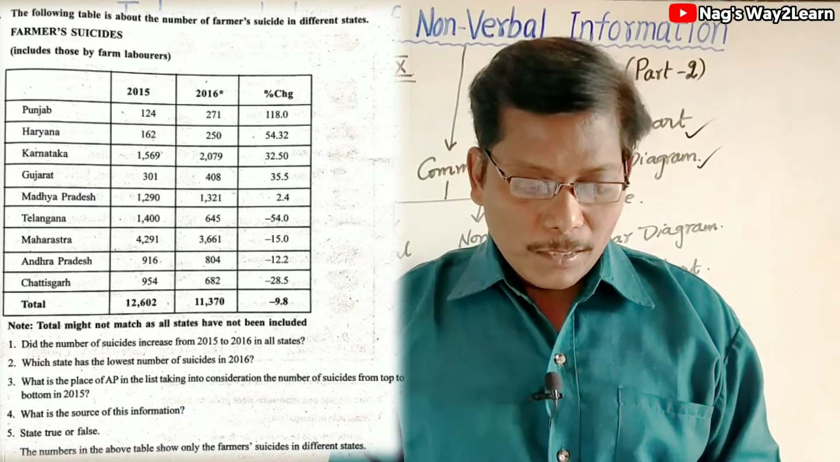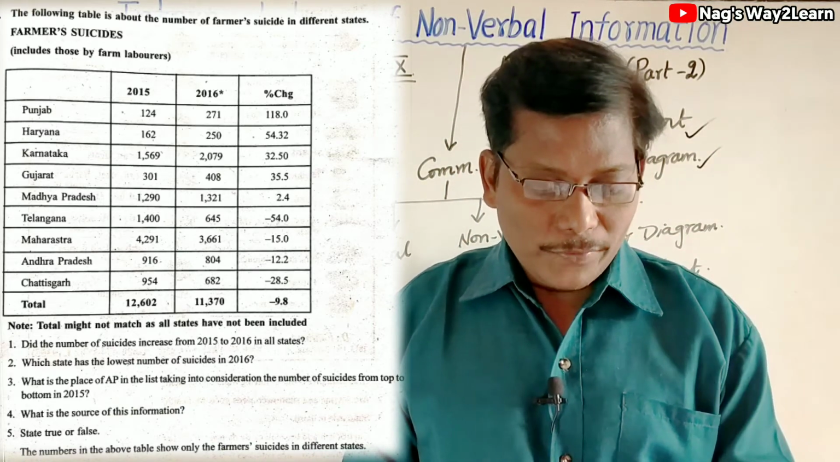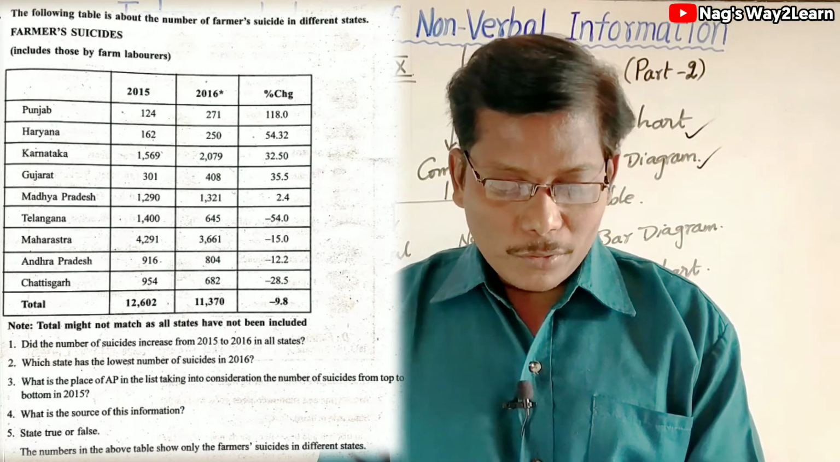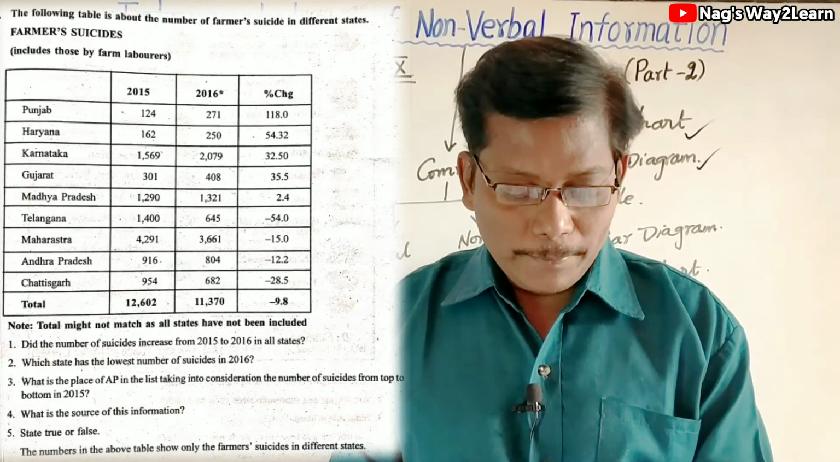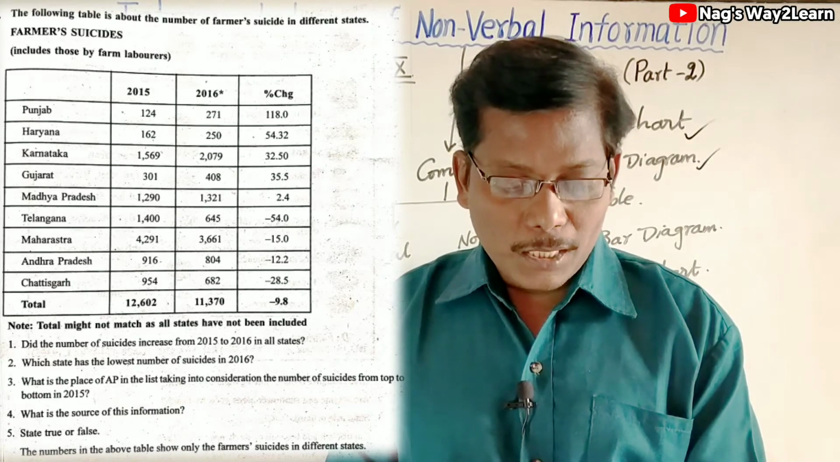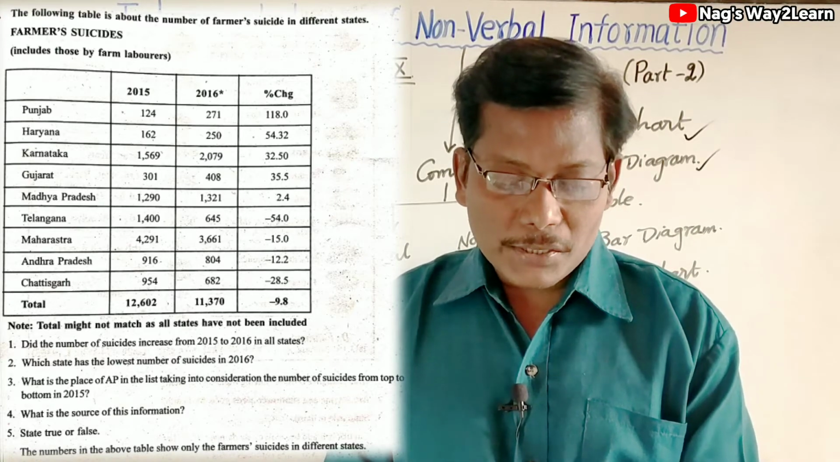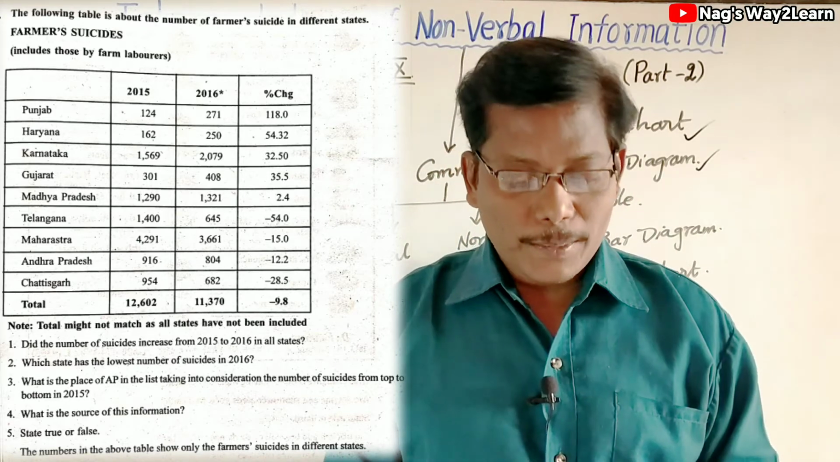Here 4 columns are given. In the first column, the name of the state is given. In the second column, the number of deaths in 2015, and in the third column the number of deaths in 2016, and in the last column the percentage change from 2015 to 2016 is given.